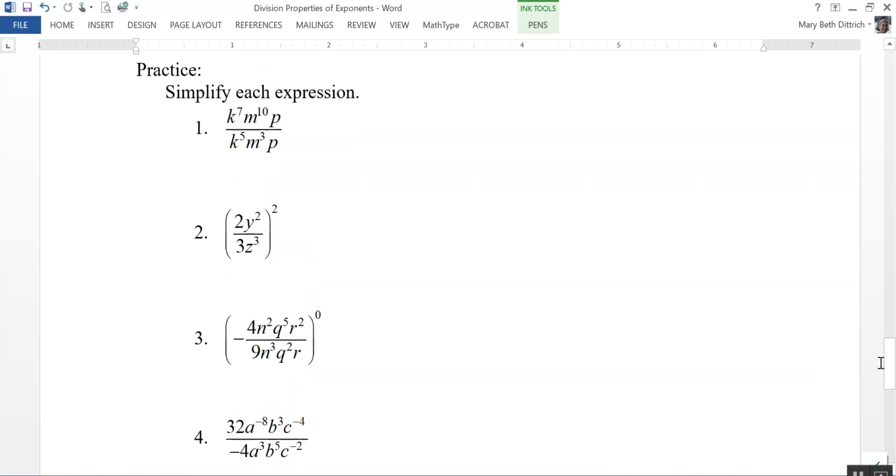Okay, let's take a look at each one of these. Simplify each expression. Here we have k to the 7th, m to the 10th, p times p over k to the 5th, m to the 3rd times p. So I'm going to use the subtraction property. So this is going to give me k to the 7 minus 5 times m to the 10 minus 3. And I could think of those as p to the 1 times p to the 1 minus 1. That's going to give me k squared, m to the 7th, p to the 0, which I know is equal to 1. So I have a final answer of k squared, m to the 7th.